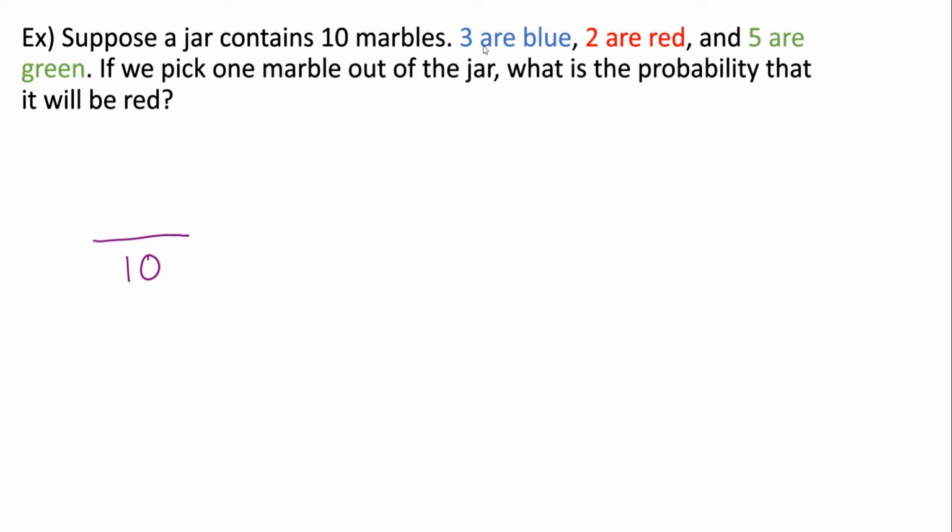Now the probability of getting a blue marble, a red marble, and a green marble are all different because we have different amounts of them, but there's still 10 marbles in the jar, and picking any one of the 10 marbles is equally likely.